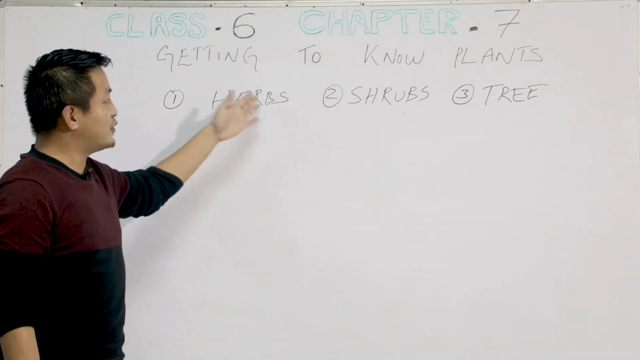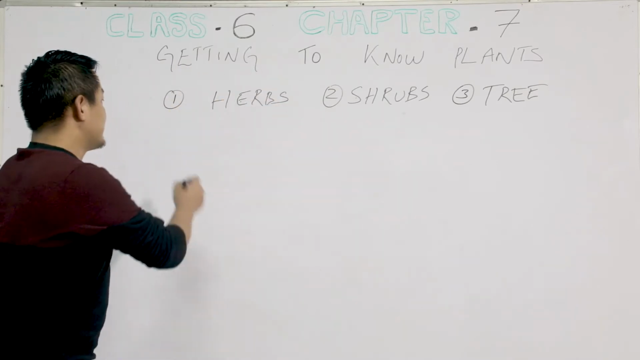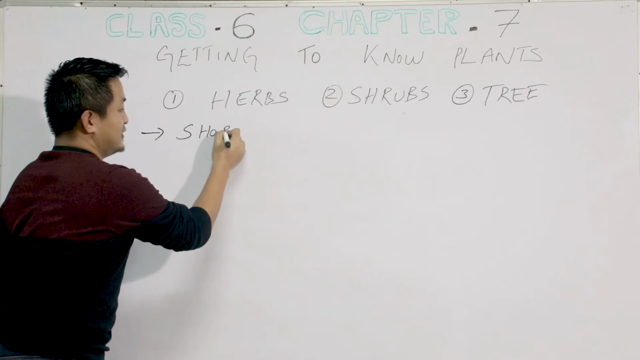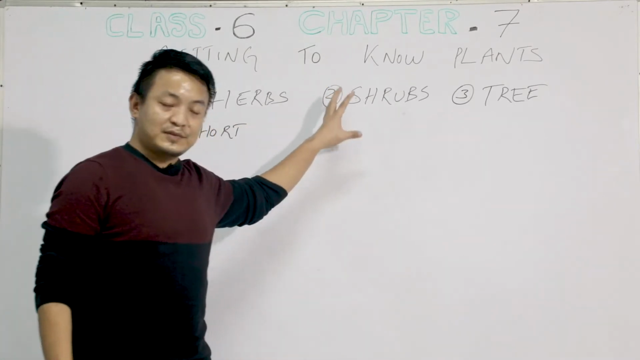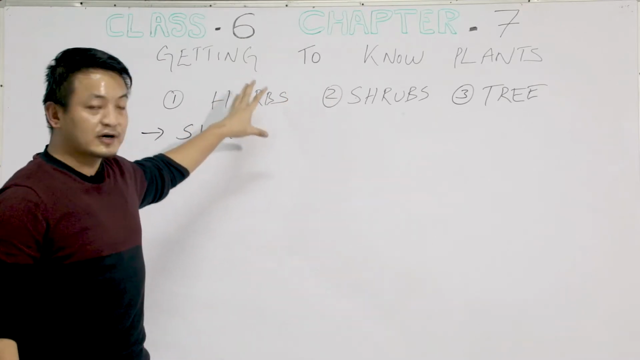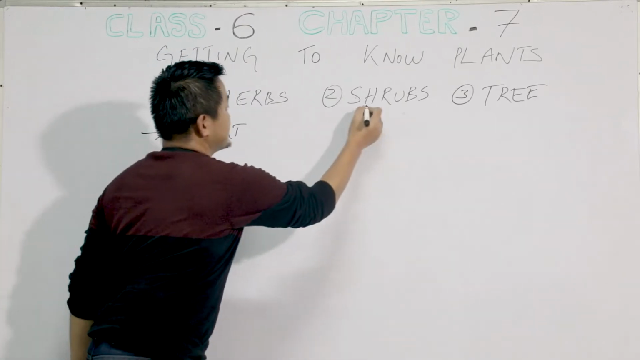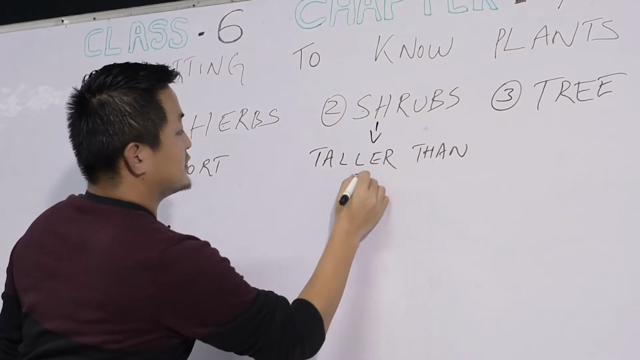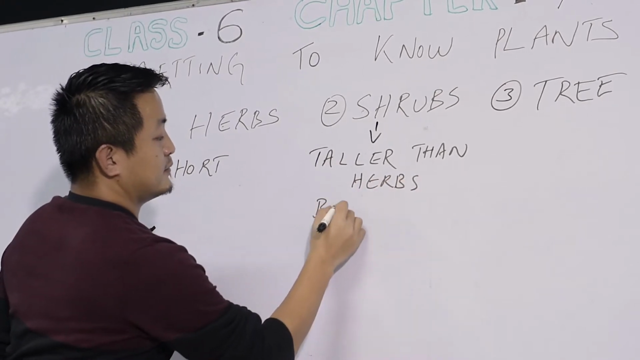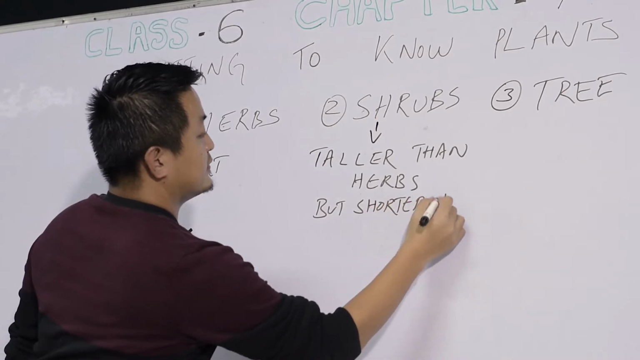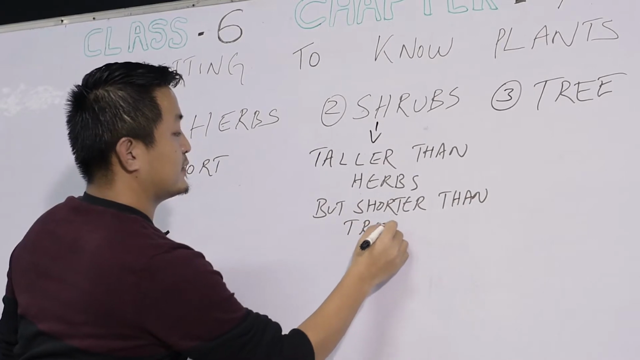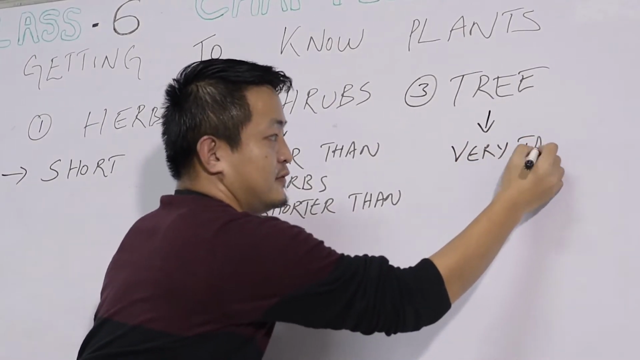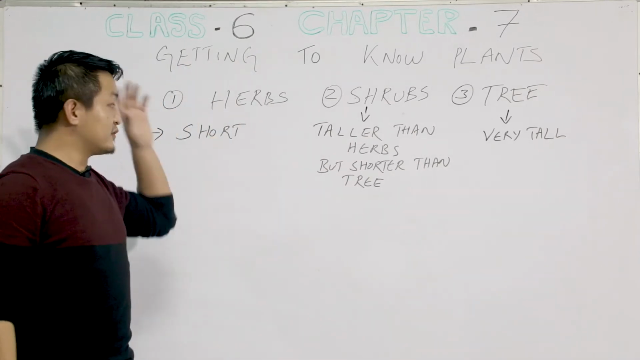Now first, we'll study these three types of plants in detail. Let's first discuss their height, okay? The herbs are very short. Now, what about the shrubs? The shrubs are taller than the herbs, but shorter than the tree, okay? Clear? Now what about the tree? This is very tall, very tall. So I'm sure you are clear with the first point, which is about their height.